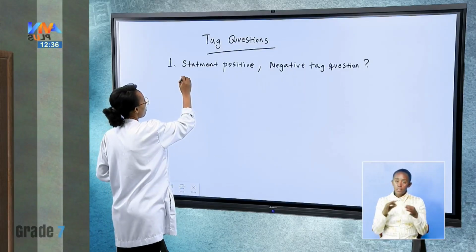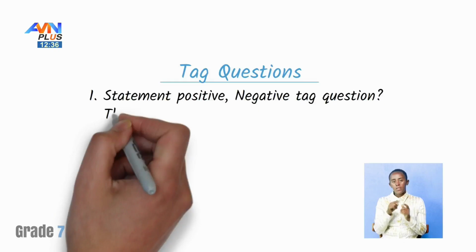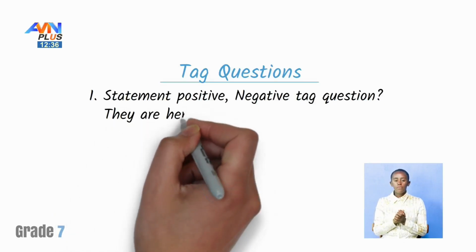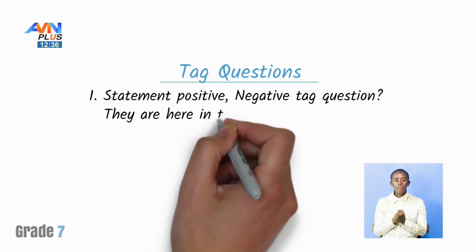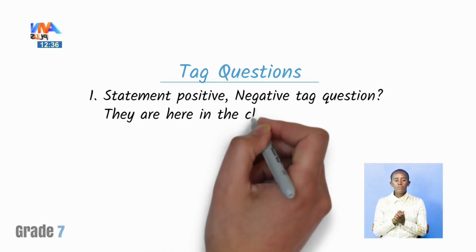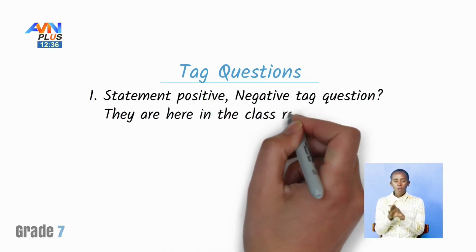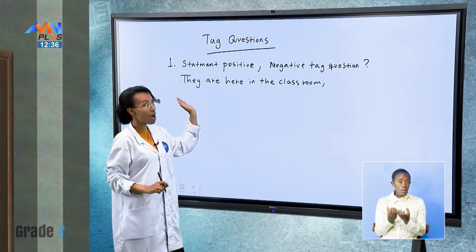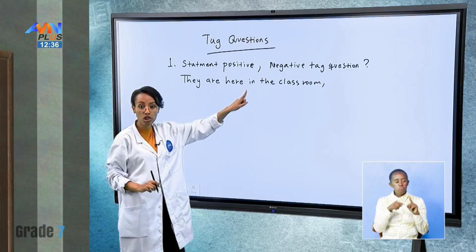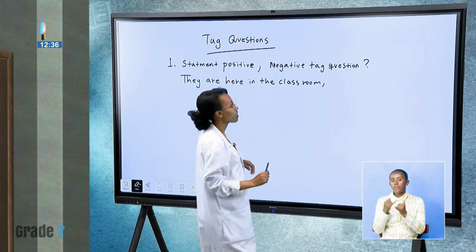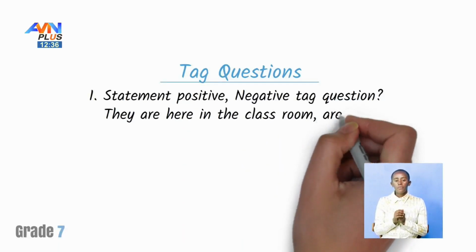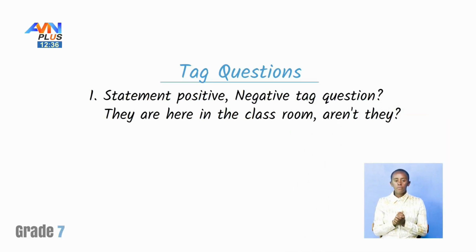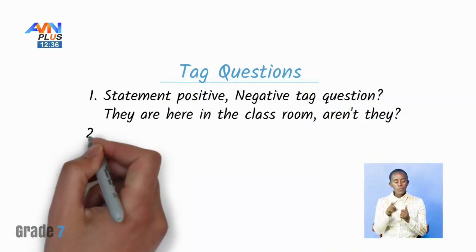The statement has to be positive in the first one. They are here in the classroom, comma. Since we have a positive statement, our tag question has to be negative. So, they are here in the classroom. Aren't they? is our tag question. This is the first rule.